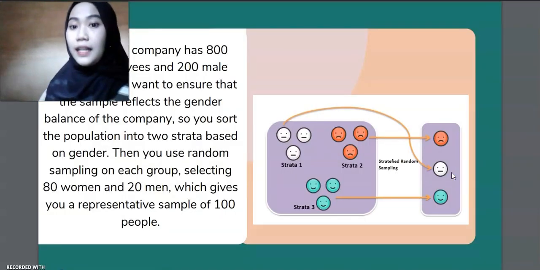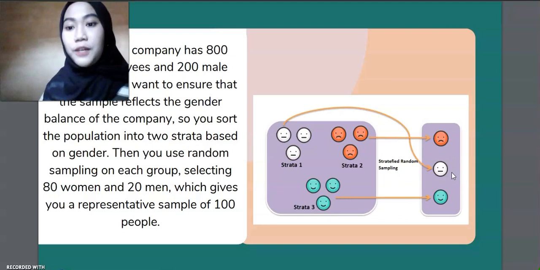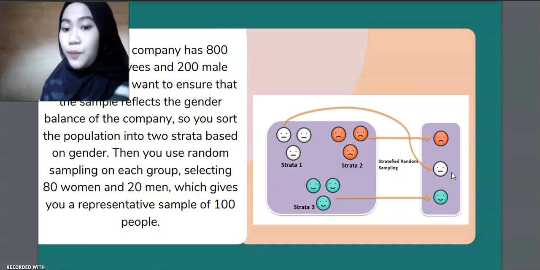For the example, the company has 800 female employees and 200 male employees. You want to ensure that the sample reflects the gender balance of the company. So, you sort the population into two strata based on gender. Then, you use random sampling on each group, selecting 80 women and 20 men, which gives you a representative sample of 100 people.